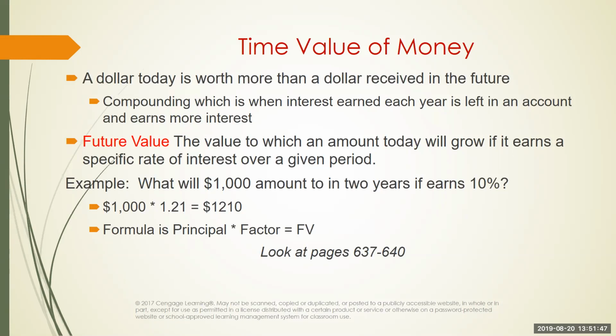Then let's take a look at the formula. The formula is always the principal times the factor equals the future value. So we know that the principal is $1,000. We just looked up the factor, and therefore I know that in 2 years I'm going to have $1,210, assuming that I earn 10%. Super valuable tool, right?